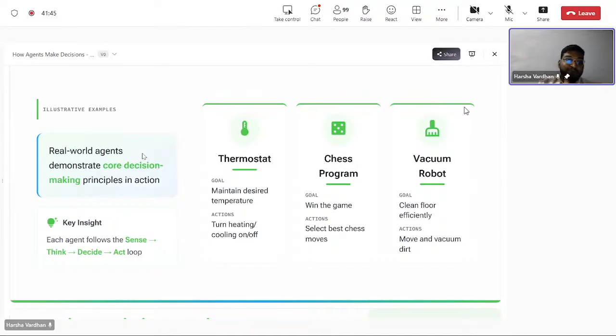A thermostat is a simple agent that is being used by a lot of people out there, and a chess program. If there are any chess enthusiasts in this FDP, they would know that we have chess programs out there which can even beat grandmasters.